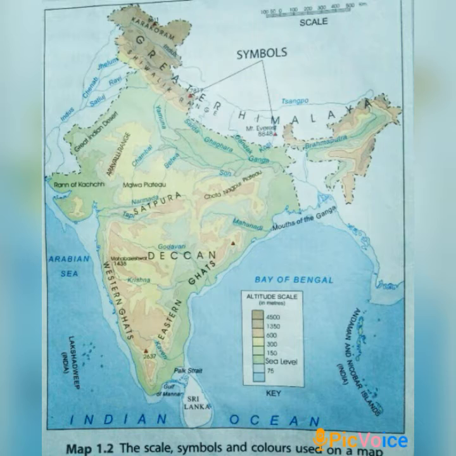So its key shows the height of the land above the sea level or depth of the water below the sea level, and it also shows what the color represents on the map.